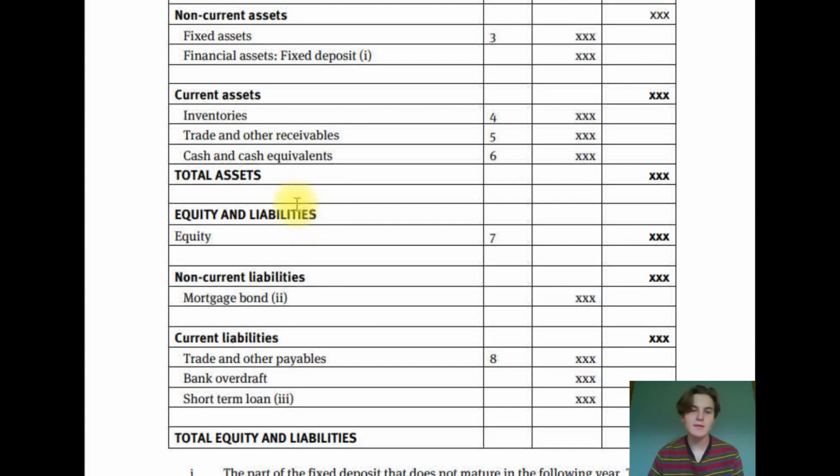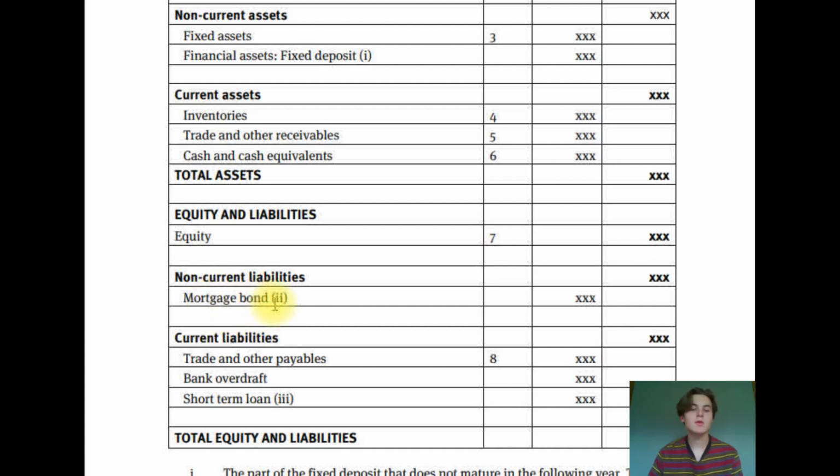The next thing we look at is equity and liabilities. So note 7, which is equity, looks at amounts pertaining to your net profit and to capital. And then you'll move on to your liabilities, and that can be split into two. So you'll have your non-current liabilities and your current liabilities. Non-current liabilities relate to liabilities that are relevant for 12 months or longer. An example that they used is a mortgage bond.